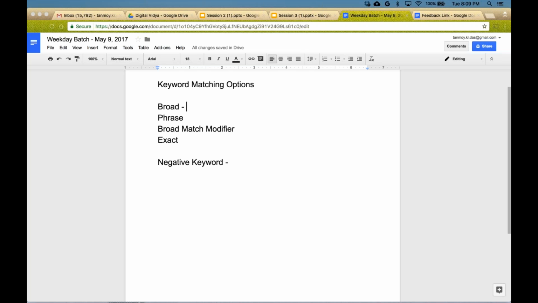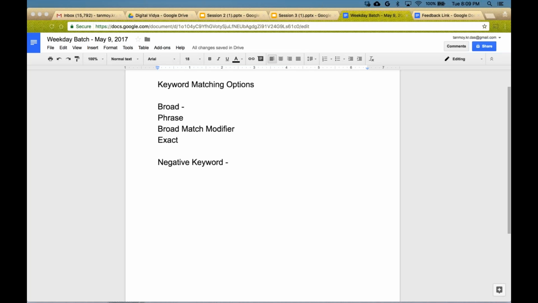With respect to that, there is another concept of keyword matching options. With keyword matching options we go one step further: keywords not only show our ads, they can also choose the kind of audience to whom we are showing our ads. That is possible through keyword matching options. These are the four types of matching options which we get under keywords: broad match, phrase match, broad match modifier, exact match, and then there is something we call a negative keyword. I'm going to start off with the first match, which is called a broad match keyword.